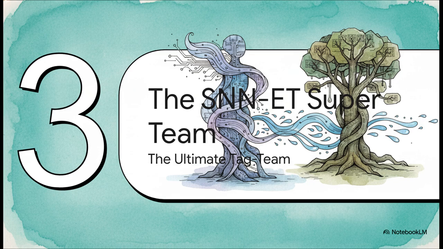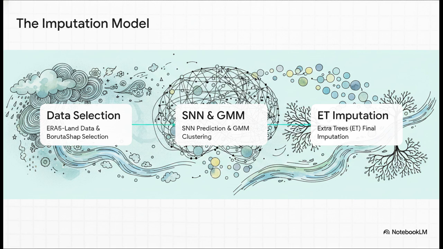Section 3. The SNN-ET Super Team, the ultimate tag team. Now, as brilliant as the SNN is at understanding time, it kind of needs a partner when data is incredibly scarce. It needs the extra trees, or ET, algorithm. The researchers behind this designed a complex, hybridized framework and broke it down into an easy 1-2-3 pipeline. First, they gather environmental data and filter out the noise. Second, the SNN makes a preliminary prediction of the river flow, and that data is clustered. Third, the extra trees algorithm takes those SNN predictions and creates the final, highly accurate imputation. Let's look a bit closer at how steps 1 and 2 actually play out.